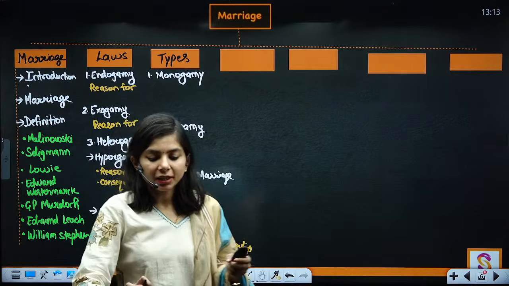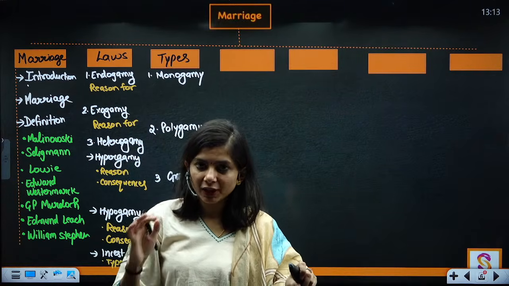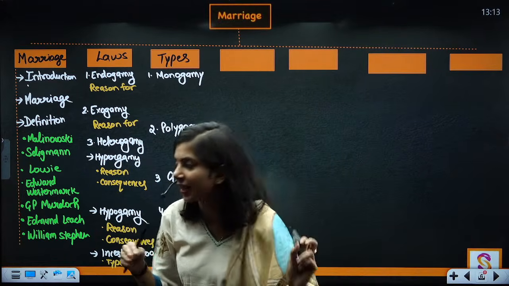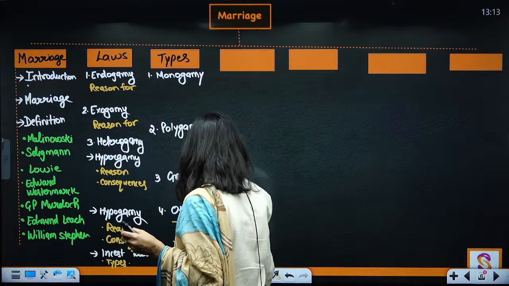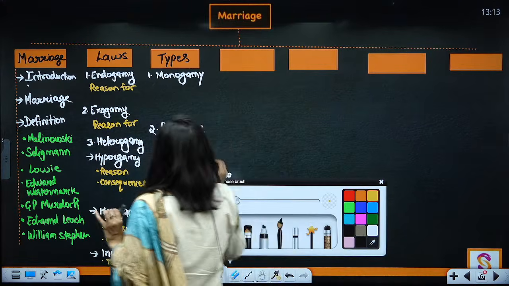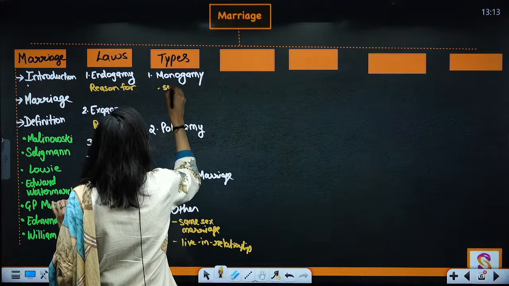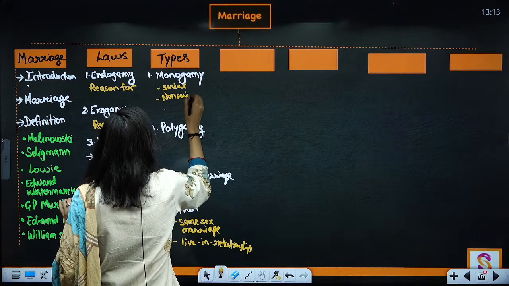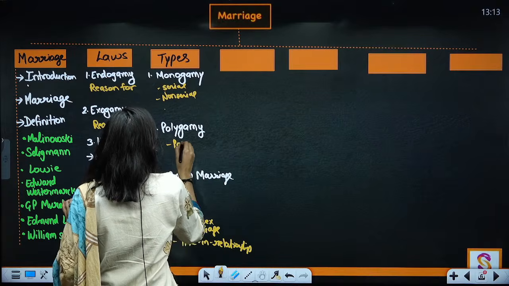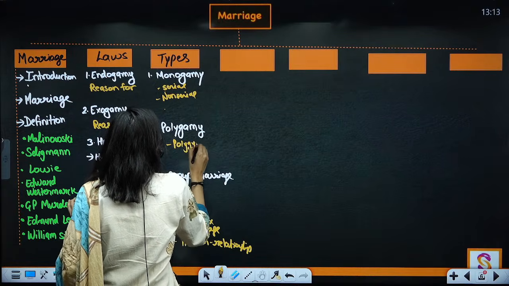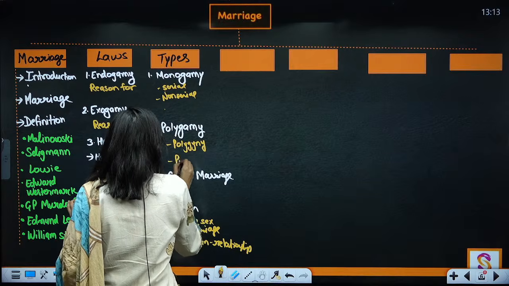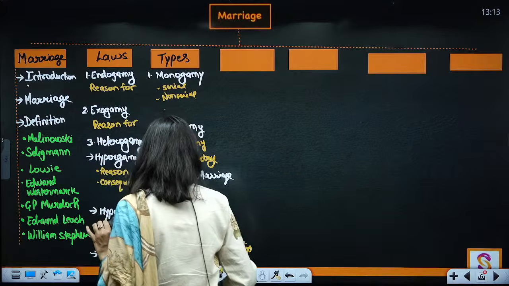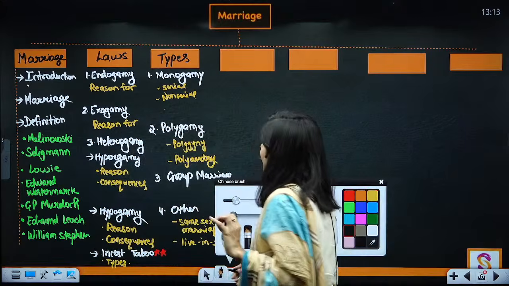For example, we are mentioning monogamy, then the types of monogamy, the types of polygamy: polyandry and polygyny. So this is what we are going to do here. We have to mention their names here: serial monogamy, non-serial monogamy, and here polygyny and polyandry. Okay, so this is what we have to do.